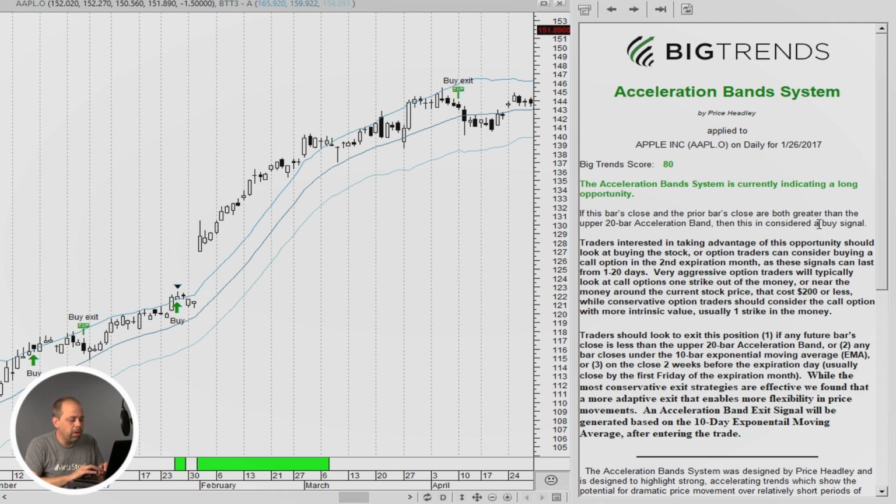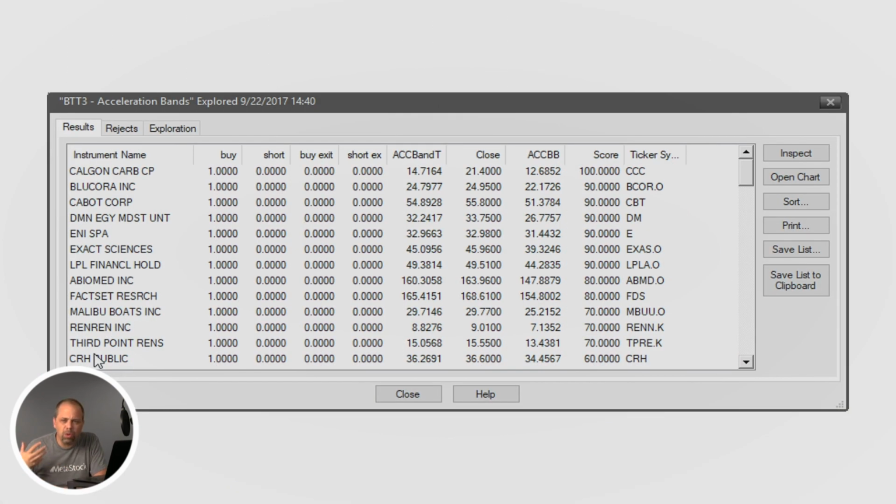We've also implemented it in the scanning. When you scan for the signals that come in, you'll be able to see right here that you can rank and sort those based on their bullishness or their bearishness. So when I ran this scan, Calgon came up as a buy opportunity for the acceleration band system. I can see that out of the indicators he's looking at, it actually had a perfect score. So obviously that's going to be the first one that I look at.